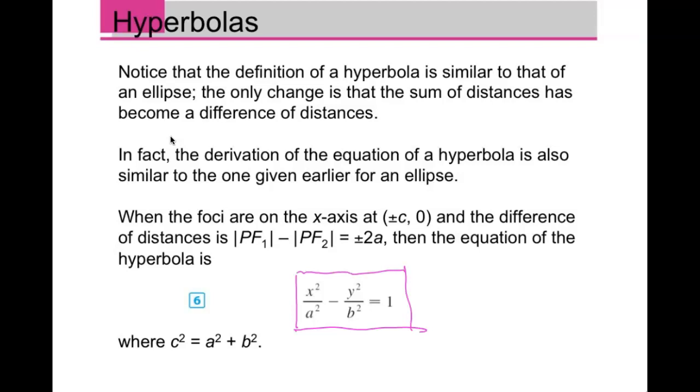And then the relationship between c, a, and b inverts as well. So now c squared equals a squared plus b squared, versus in the ellipse, it was c squared equals a squared minus b squared. So I'll just go to the blue boxes.